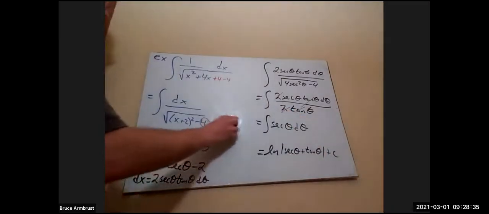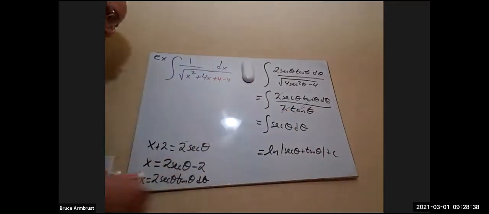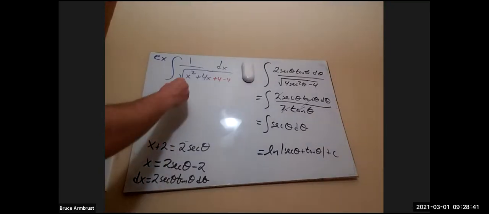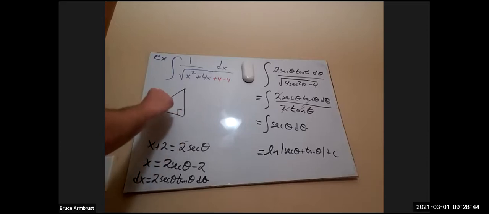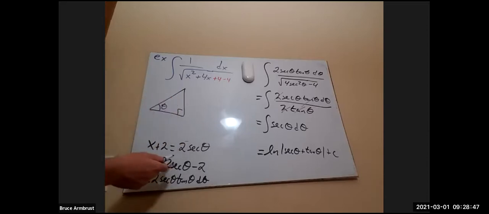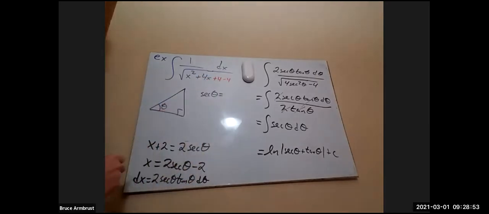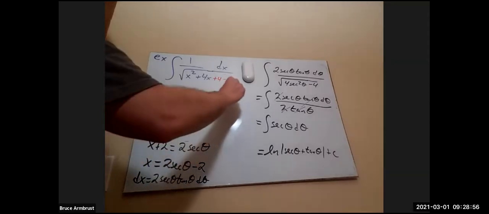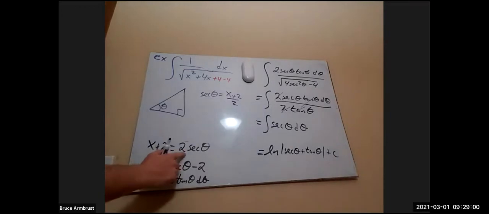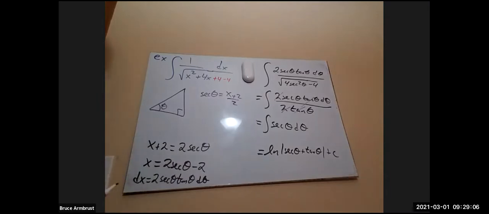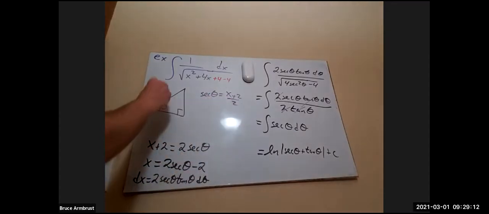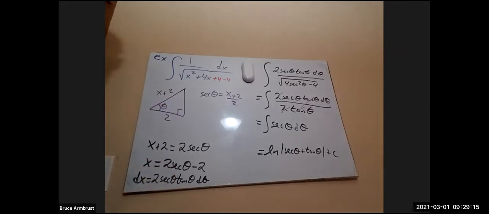So let's draw the right triangle. So here's a triangle. Theta. And what we know is that the secant of theta is equal to x plus 2 over 2. If I take this substitution down here and solve for secant, it gives me x plus 2 over 2. So secant is the reciprocal of cosine, so this is hypotenuse over adjacent. So those are those two sides.